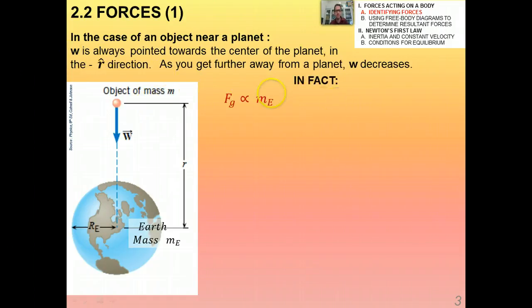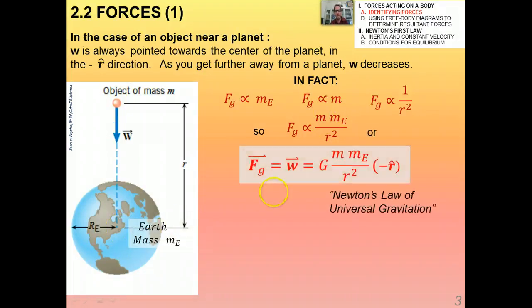Okay. Well, first of all, the force of gravity is proportional to the mass of the Earth, or it's also proportional to the mass of the object, and it turns out it's proportional to 1 over r squared. Okay, we may have gone over this previously. So I can put these proportionalities all together and say that the force of gravity is proportional to the mass times the mass of the Earth over the r squared, where r is the distance between the actual mass and the center of the Earth. Okay. Putting this all together, I get this equation called Newton's law of universal gravitation. Okay. Which is G m m_E over r squared, where G is the universal gravitational constant.